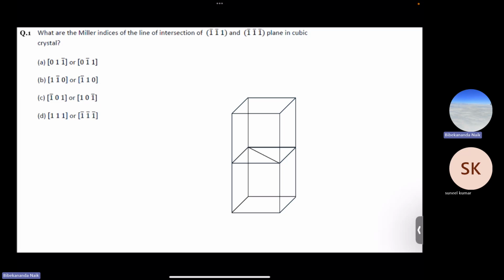The question says, what are the Miller indices of the line of intersection of these two planes in a cubic crystal? So we have to first determine what those two planes are, how they are drawn in a cubical structure, and then we will see there is a common line of intersection between the two planes, and we will determine the Miller indices. There are two planes given: (-1, -1, 1) and (-1, -1, -1). I'll give you a few minutes to try this question, and then we will discuss how to approach this problem.